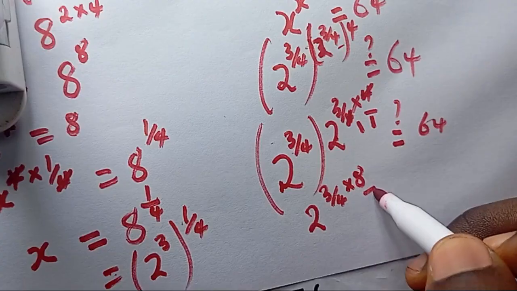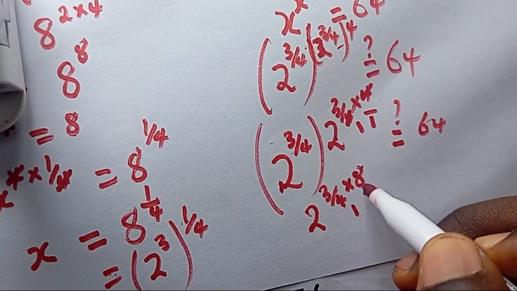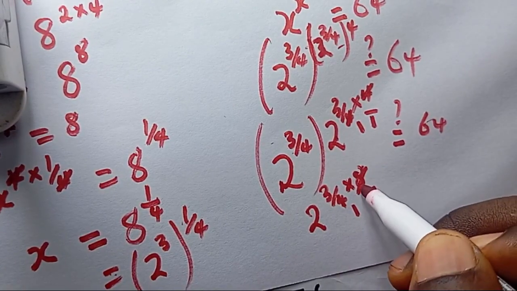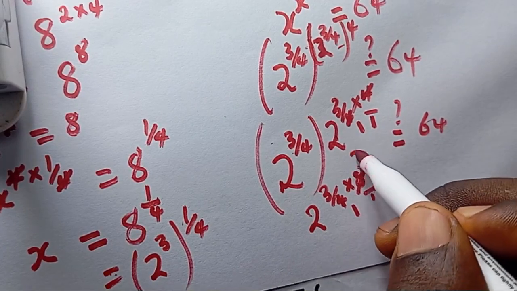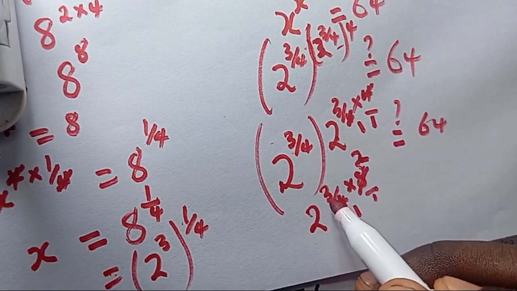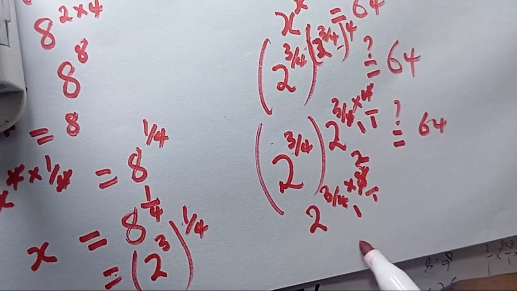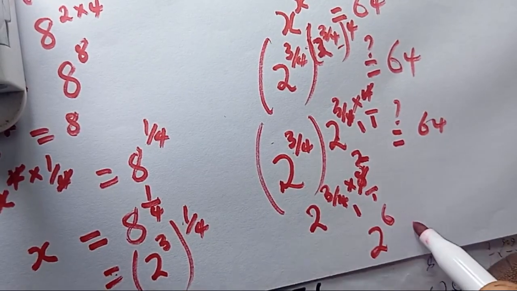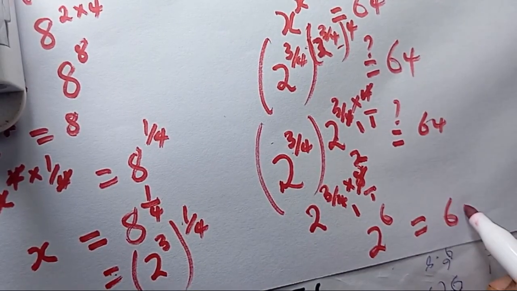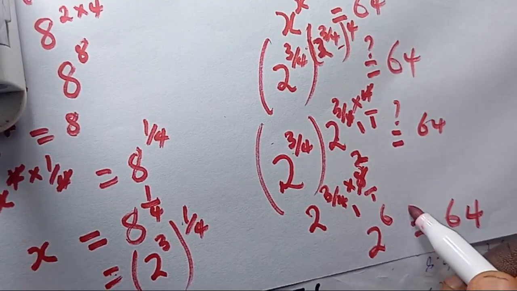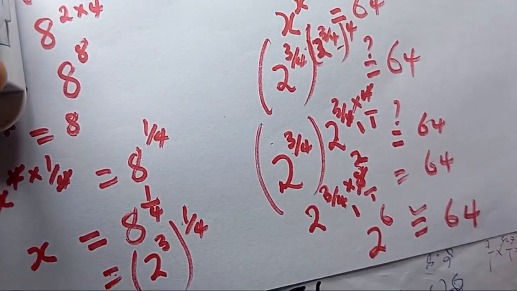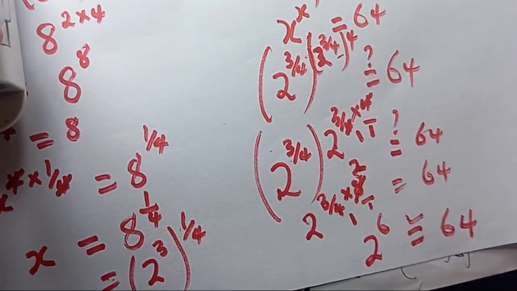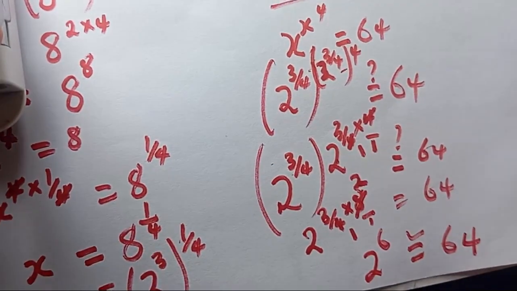So if I put 8 over here, 4 divided by itself is 1, then 4 divided by this 8 here is equal to 2, and then 2 times 3 is 6. So what we now have is 2 power 6, and obviously 2 power 6 is equal to 64. So you can see that 2 power 3 over 4 does satisfy the equation we just solved.